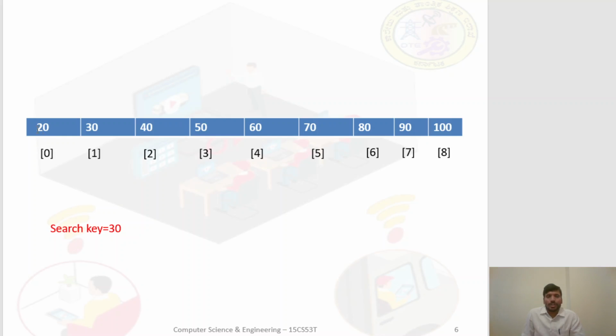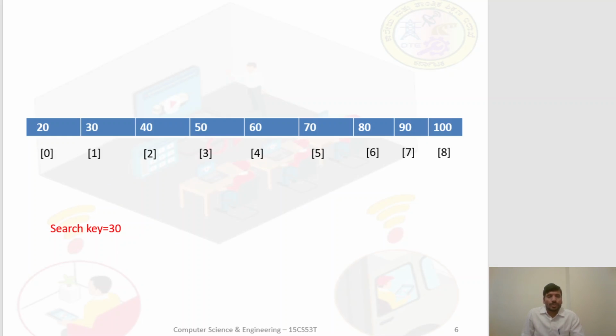So this is the given array of elements 20, 30, 40, 50, 60, 70, 80, 90 and 100. The size of the array is 9, indexed from 0 to 8. And what is the search key? The search key is 30. In linear search, we match 30 starting from the first index element, a of 0, a of 1, up to a of n-1.